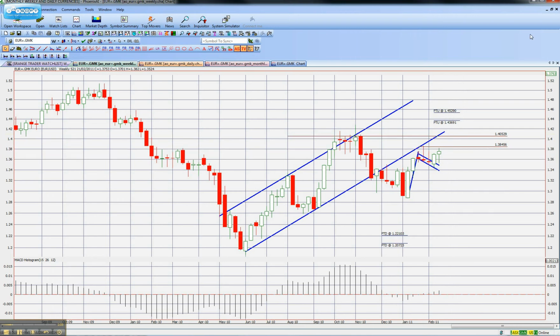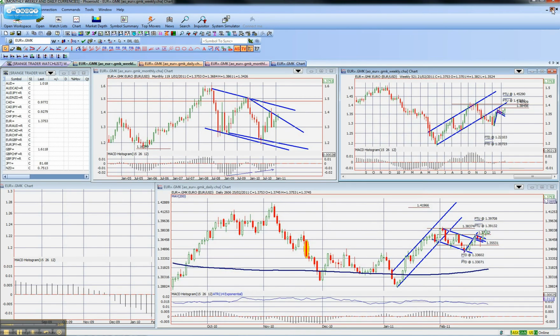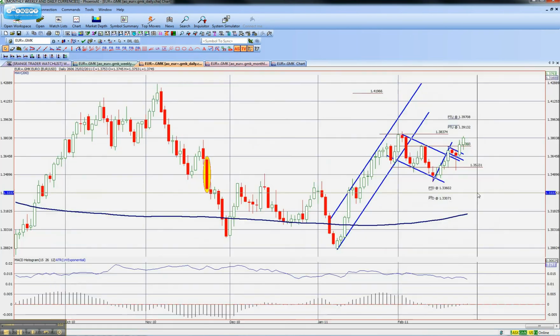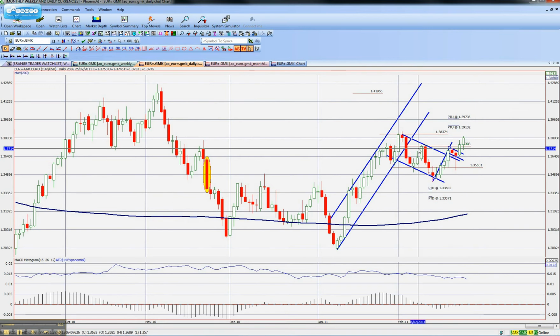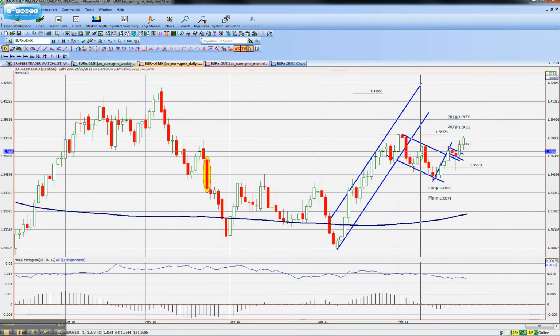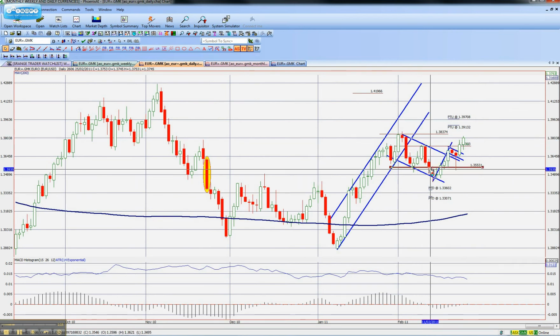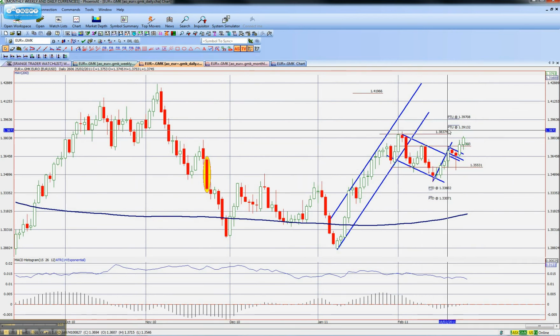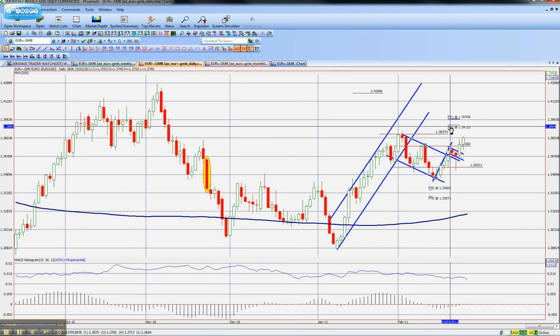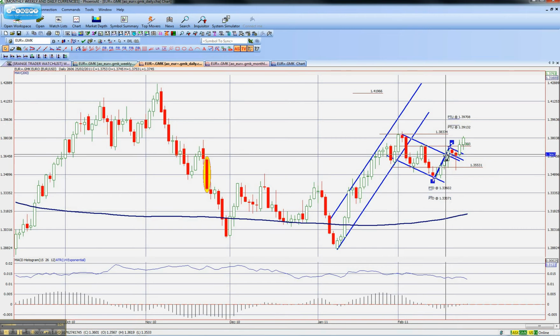Now interestingly enough, this 140 level is really the target of this downwards channel here that's broken out, and that was last week, that gave me this 140 target.